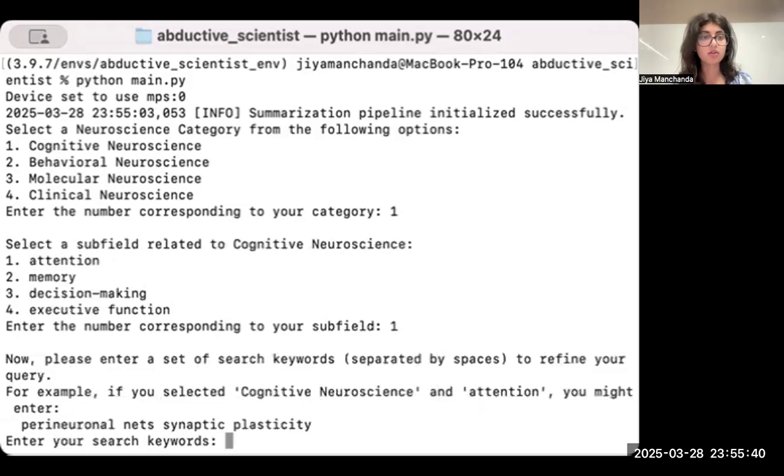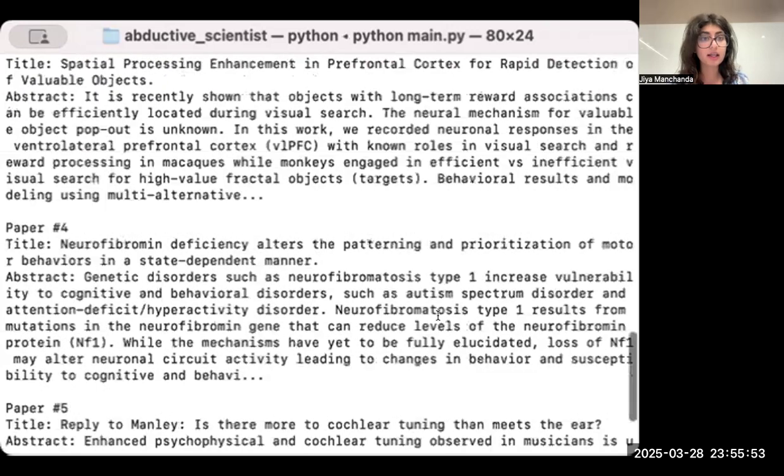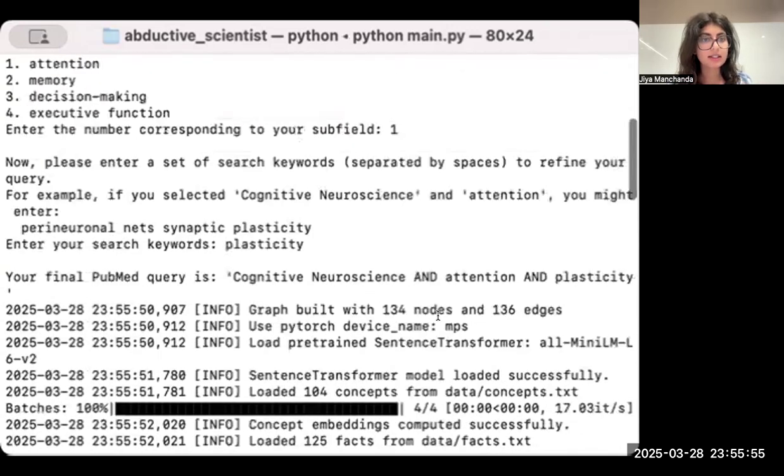And then I want to refine my search query for what goes into ultimately PubMed, which is I am using the API in the system to design this. So I'm interested in plasticity. And then the final query that comes out there is cognitive neuroscience and attention and plasticity. The and keywords is ultimately what develops the query that gets put into PubMed and returns these search results for what are to be related papers.